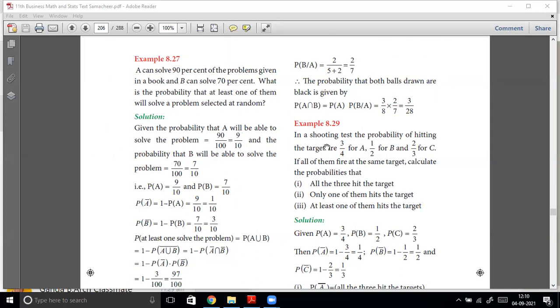Started at 11:30. We're going very slow, man. 40 minutes already. Okay. Example 8.29. Better to learn these examples very well.